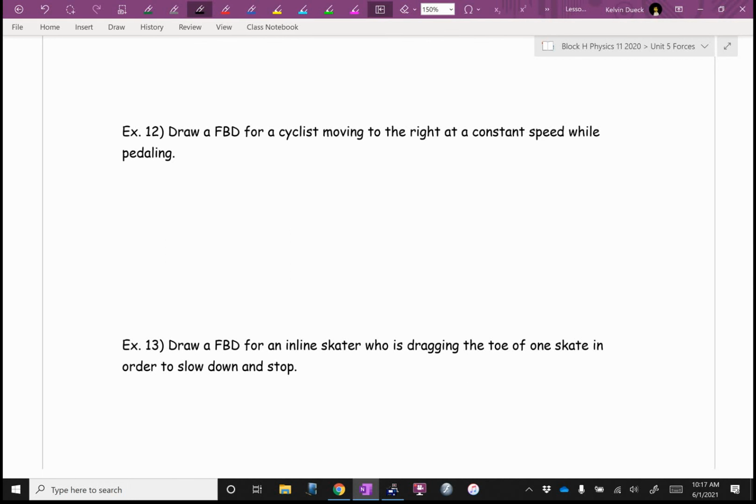Example 12. Draw a free body diagram for a cyclist moving to the right at a constant speed while pedaling. Okay. Constant speed. Oh, thank you for noticing. Let's underline that. That's the key to this question. What are the forces acting on this cyclist? Get the obvious one. 9.8 gravity. I've got to be fussy. 9.8 is the acceleration, not the force. mg, mass times acceleration, that's the force. And so I'll jump on you a little bit if you tell me, oh, gravity is 9.8. The acceleration is 9.8, but the force, I don't have his mass. It's okay. But we're going to label a free body diagram with forces.